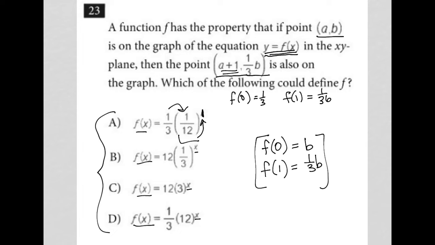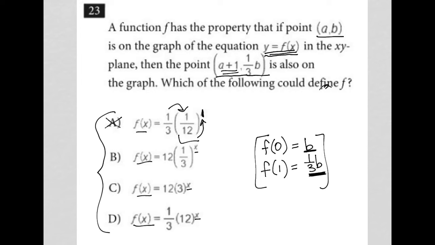1/36. But 1/36 is not 1/3 of a third. We were expecting f of 1 to be the original answer times a third. That's what this 1/3 b is. We get some answer for f of 0, and then at f of 1, we get 1/3 times that same answer. So we were expecting 1/9, and we got 1/36. So choice A cannot be correct. Let's try choice B.